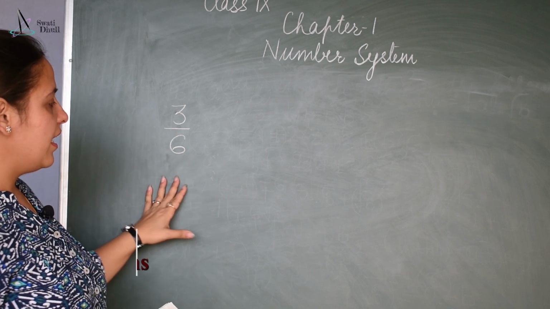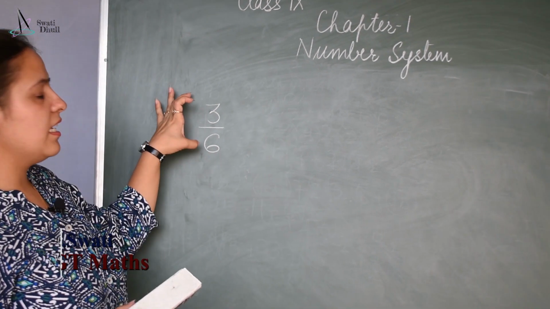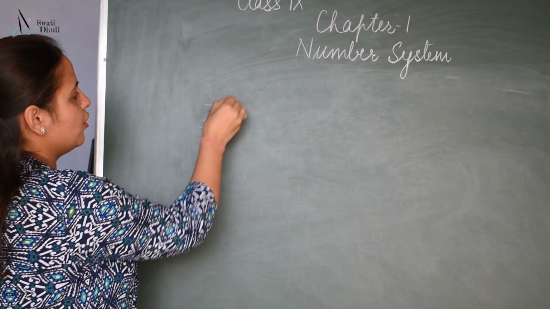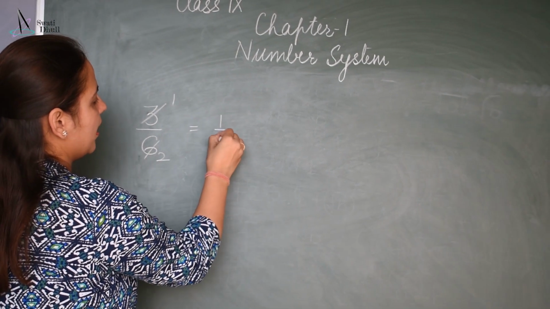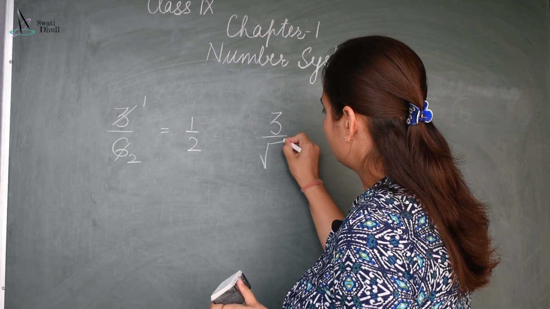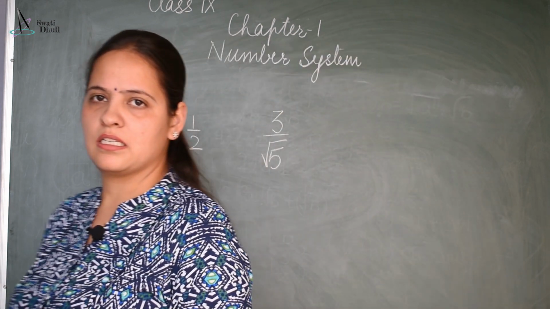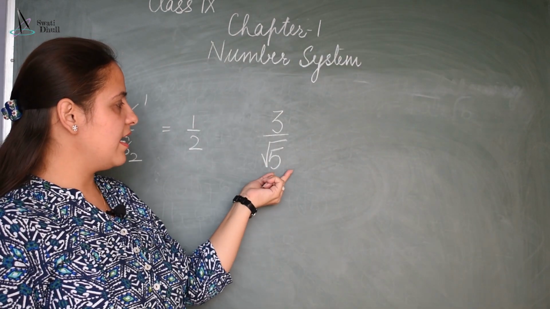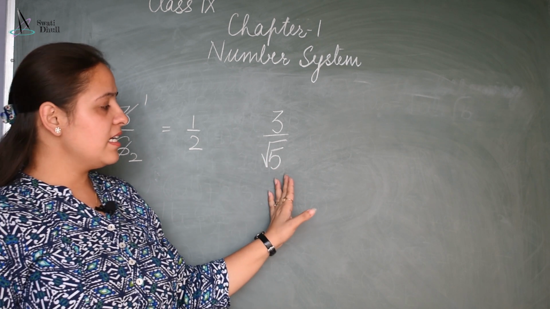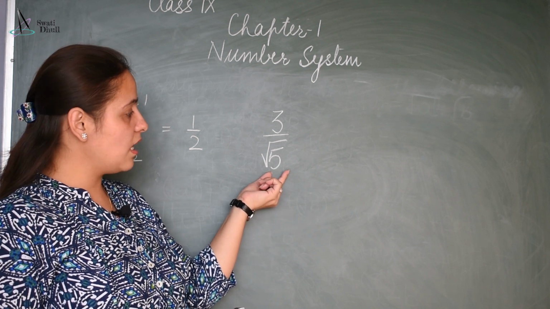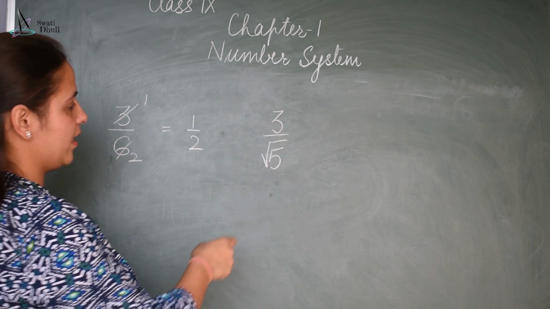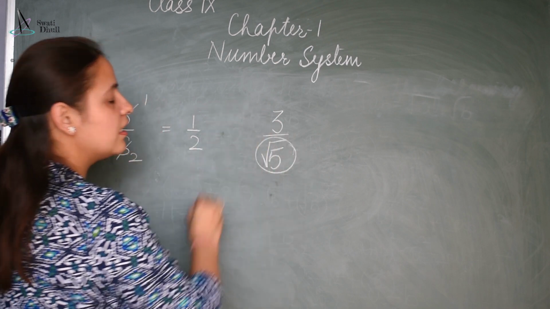Now whenever we are taking any rational number, we always write its reduced form. So if I write its reduced form, it will be equal to 1 by 2. Now let us see if I have 3 upon root 5. This is a number where there is an irrational number in the denominator. Now I need this number to be in the form of a rational number, so what I will do is, I will rationalize the denominator.